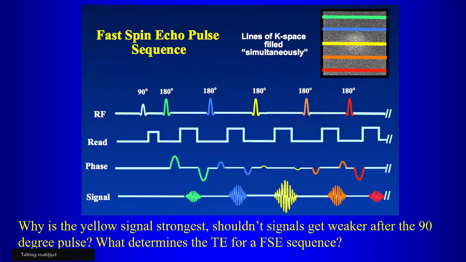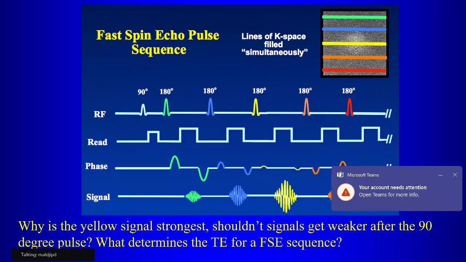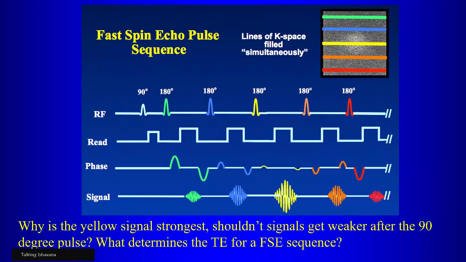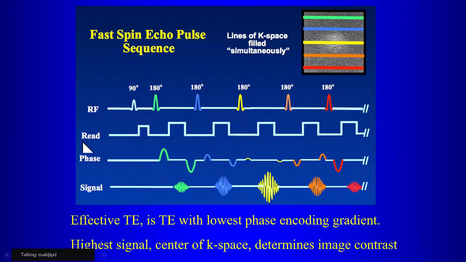The strongest signal, right. And what determines the strongest signal? What about the phase encoding gradient? And what is the lowest phase encoding gradient you can use? What's the lowest? It's not a hard question. 0, right? So the term we use is effective TE. The effective TE is the TE with the lowest phase encoding gradient.